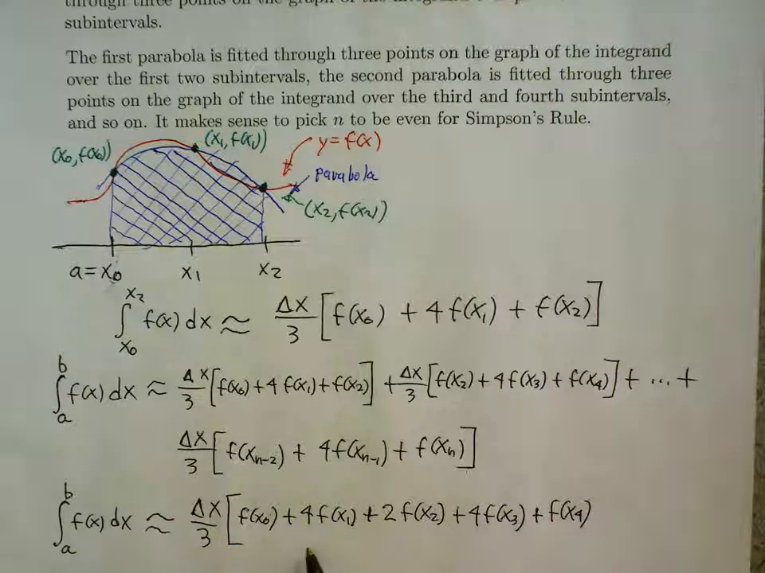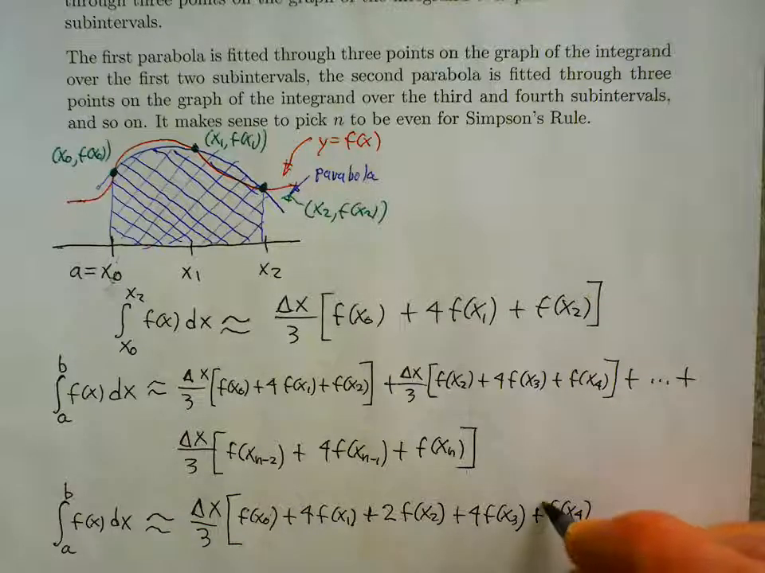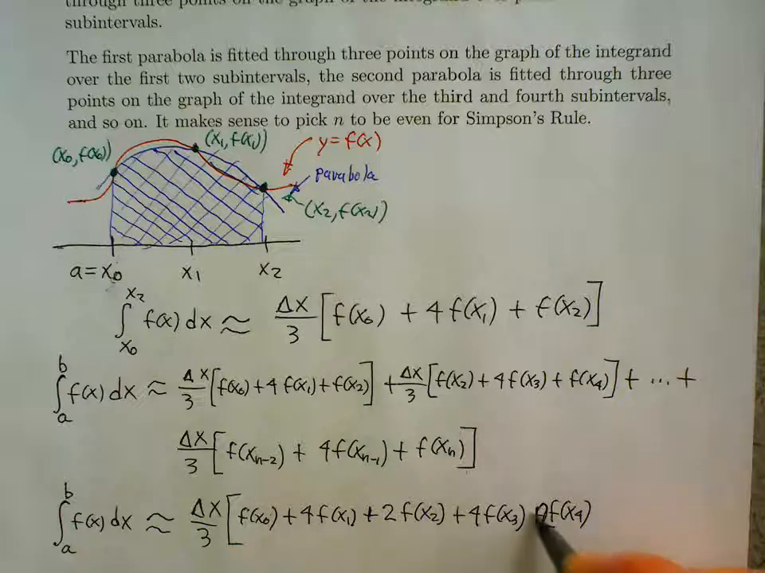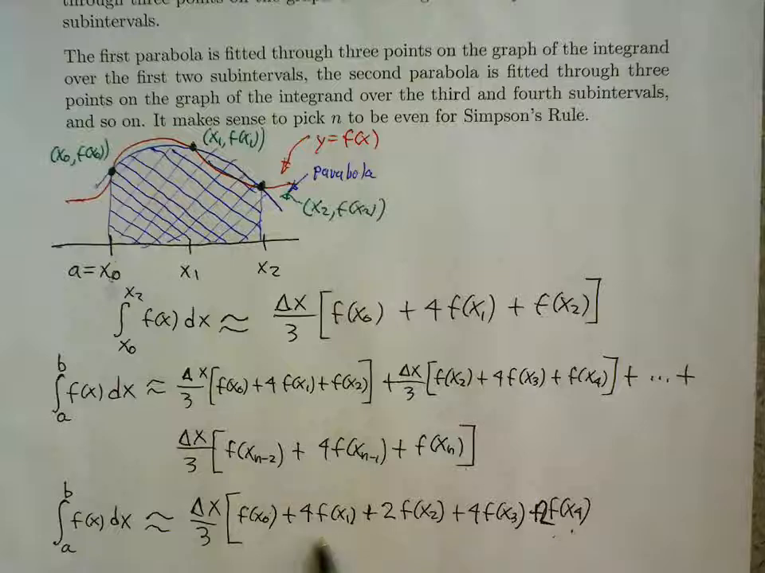And this pattern in the middle, sorry, this is supposed to be 2 times f of x sub 4. The middle terms follow this pattern: coefficient of 4 followed by coefficient 2, followed by 4, followed by 2, and so on.